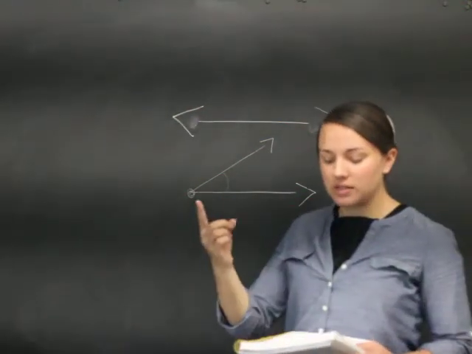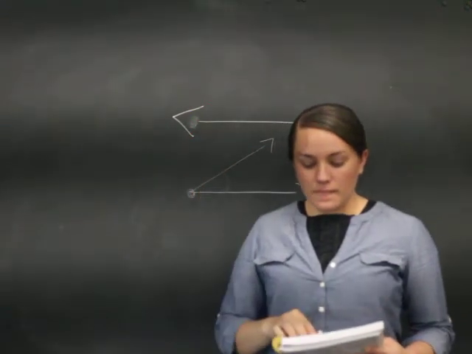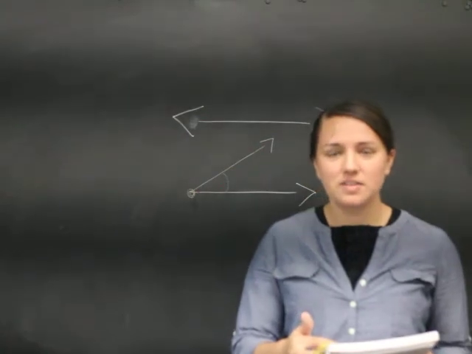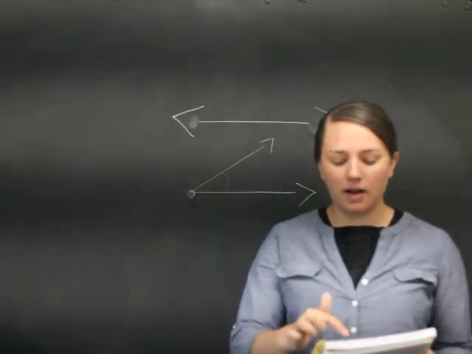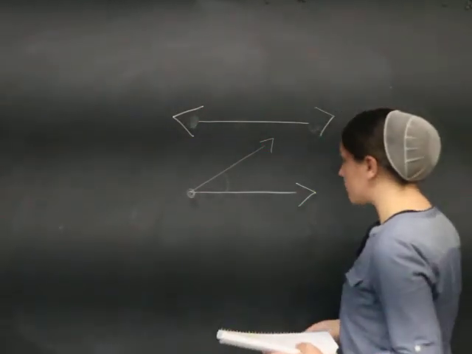So now we have a point, a line segment, a line, a ray, and an angle. Next, now follow along the facts here at the top of your page in the box. We just went over the first one. The second one is a right angle.